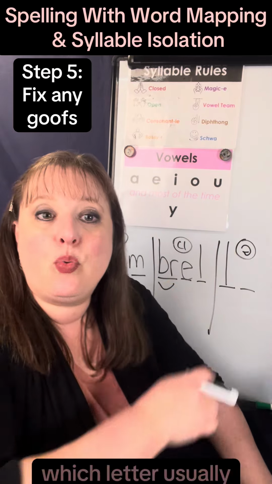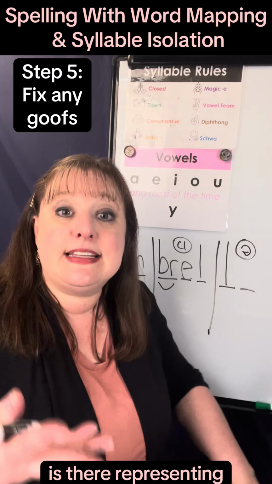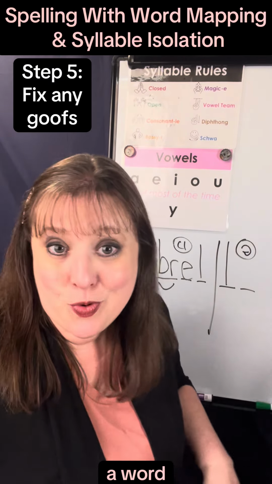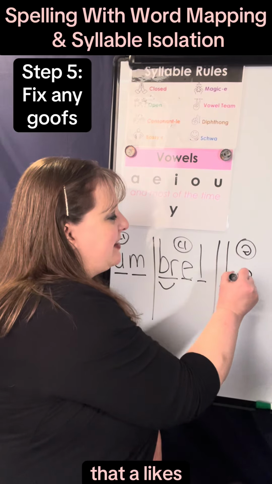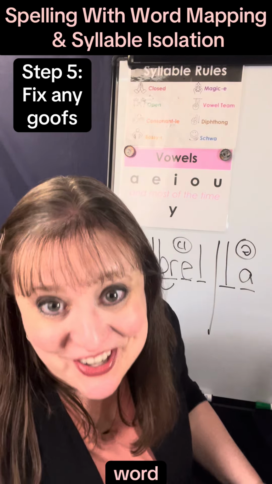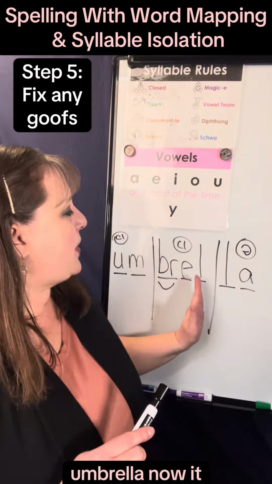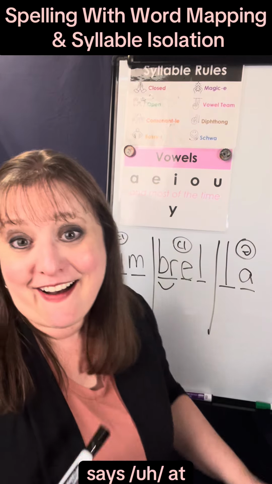And I say, okay, which letter usually is there representing the schwa at the end of a word? We know, because I've been teaching this schwa for a while, that A likes to be the schwa at the end of a word. So umbrella, now it says uh at the end.